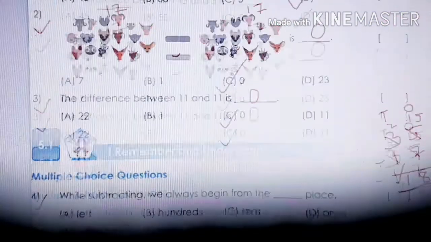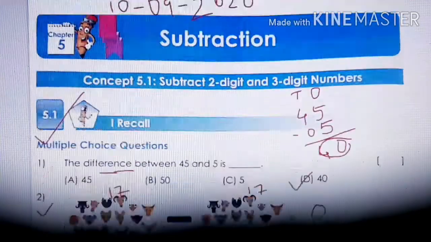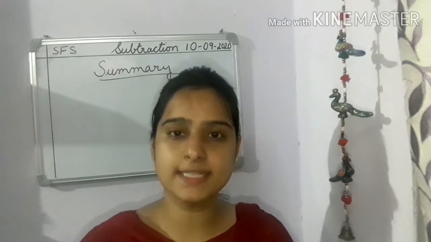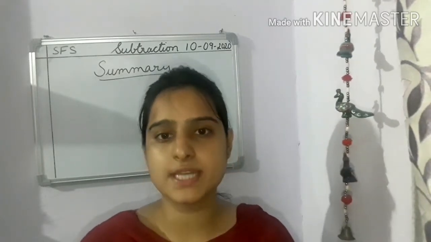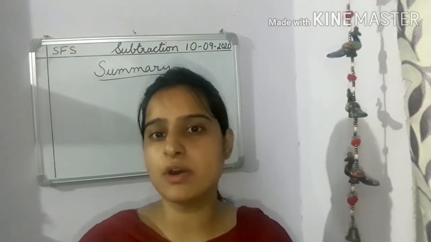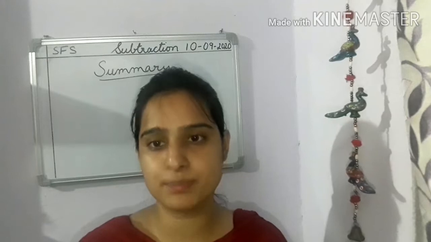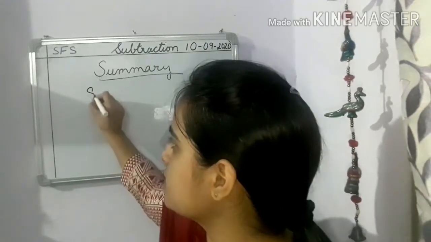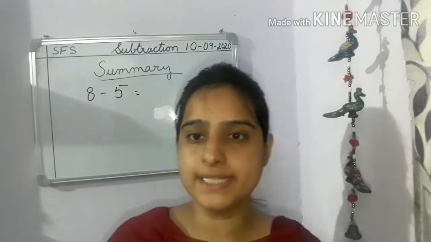So we will stop here, children. You can do this in your copy and workbook, and if you find any difficulty, you can ask me. So children, before ending the class, we'll just summarize what we have studied today. We have done some word problems and we have learned the technique of mental subtraction, isn't it? So children, if it is asked to subtract 8 minus 5, how will you do it mentally?